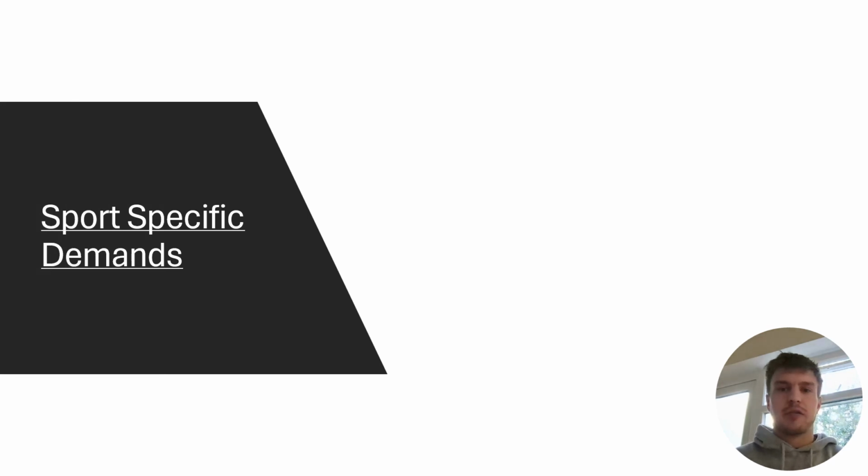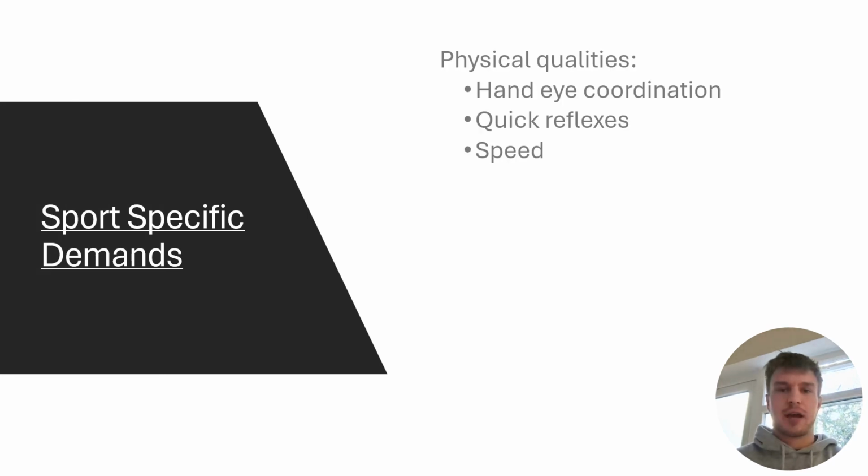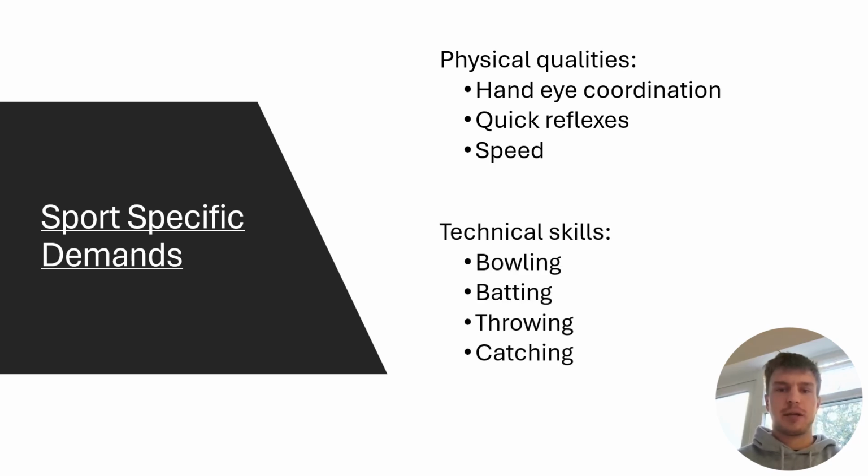Sport-specific demands. Physical qualities necessary to play cricket are hand-eye coordination, quick reflexes, and speed. These qualities are vital to performing the key technical skills which are bowling, batting, throwing, and catching. We now turn our attention to the specific qualities required to be an effective fast bowler.